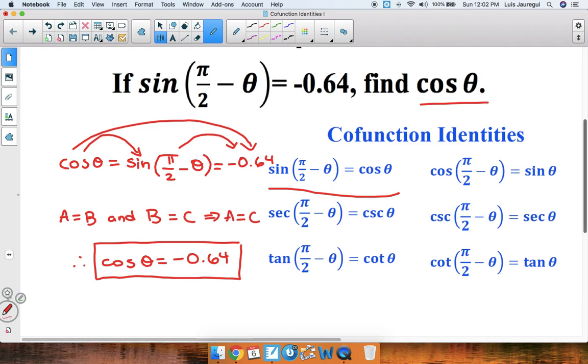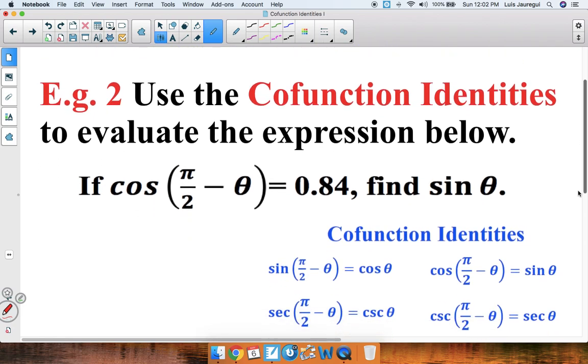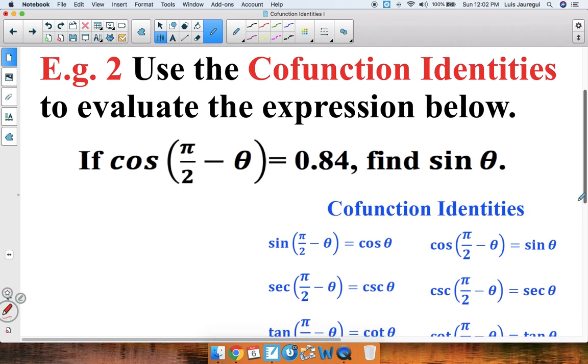So now let's take a look at another example. Example 2. Use the cofunction identities to evaluate the expression below. If cosine of pi over 2 minus theta is equal to 84 hundredths, find sine of theta.